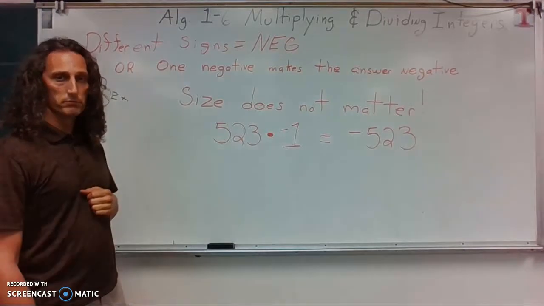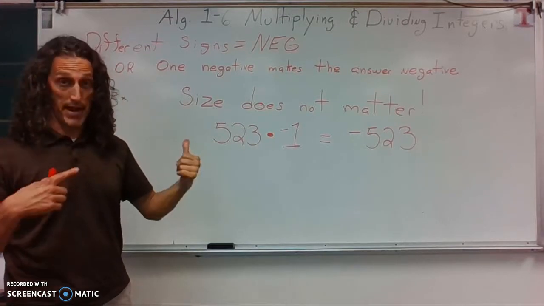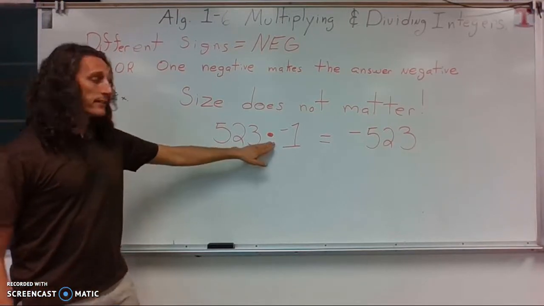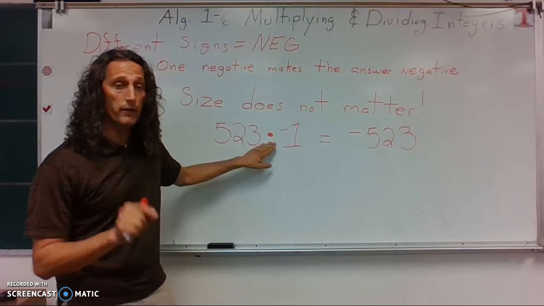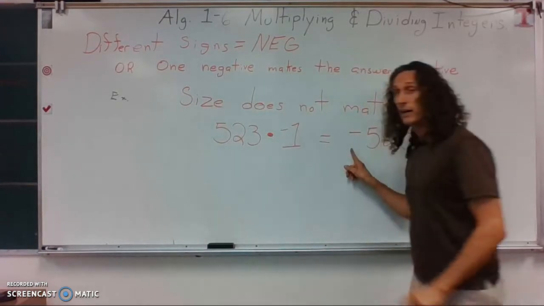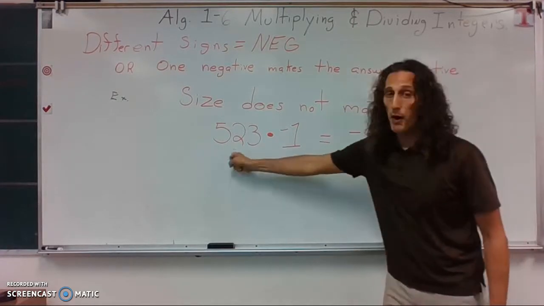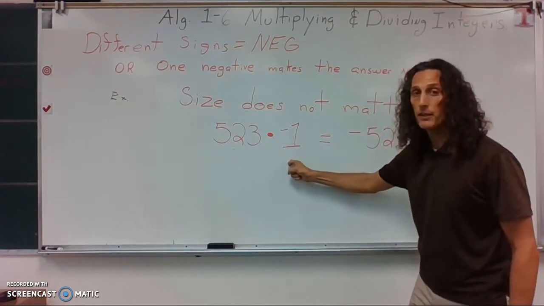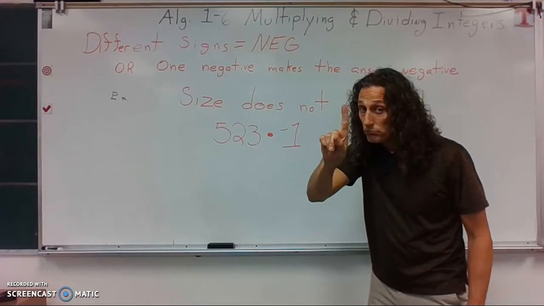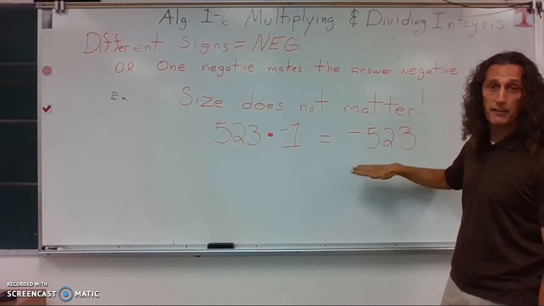All right, so I want you to quickly write down this next little note and write down this problem. Just to illustrate that size does not matter in math, I have 523 times -1. Right? It's real small. But yes, look at the answer. The answer becomes negative. Why? Because of that rule. If you have different signs, positive, negative, it gives you a negative answer, or one negative will make your answer negative. Right? So remember, size does not matter in math class.